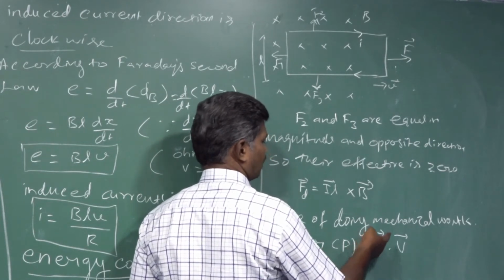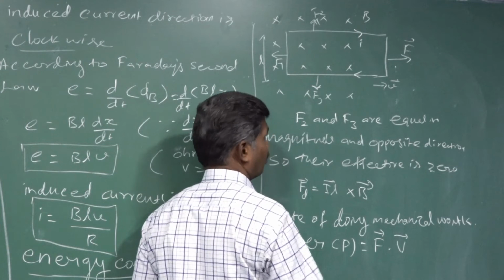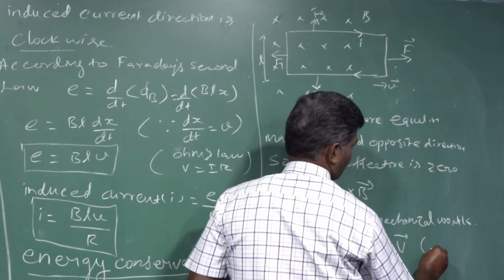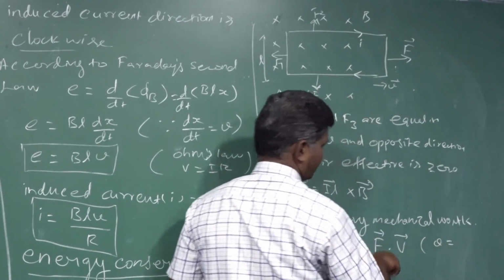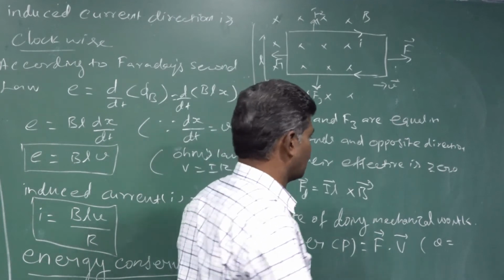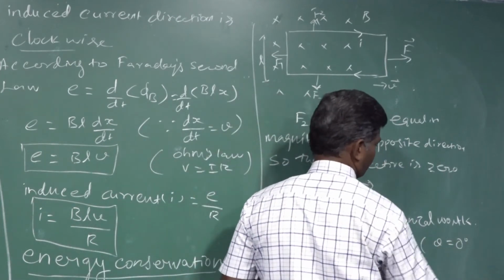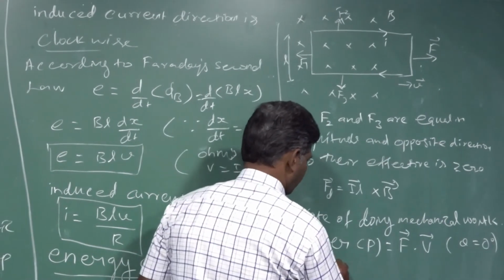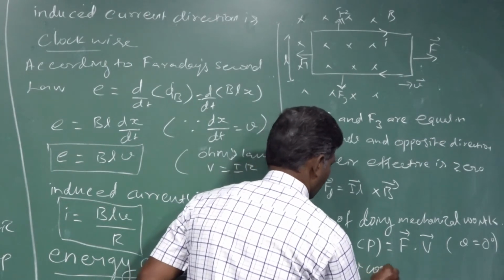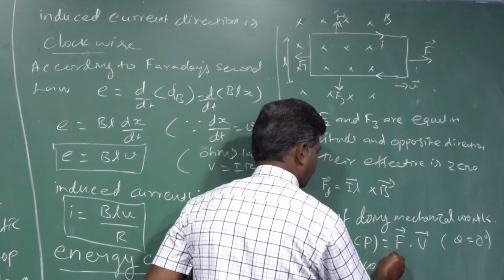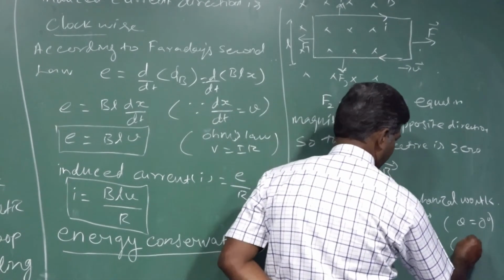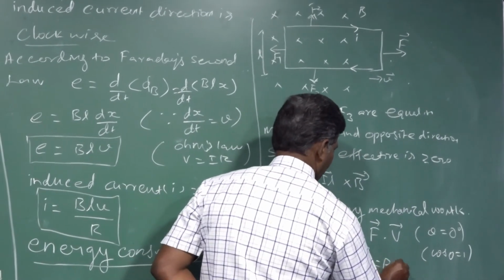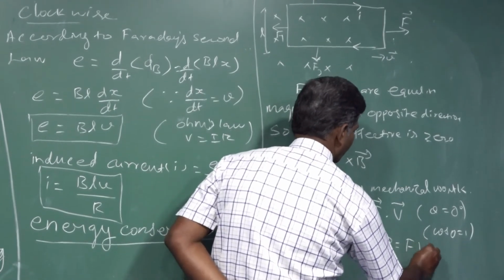We know that force and velocity are vector quantities. The applied force direction as well as the velocity direction are the same. That's why theta, the angle between the force and the velocity, is 0. Then P is equal to Fv cos theta. Substituting theta as 0, we know that cos 0 is equal to 1, so P can be taken as F into V.